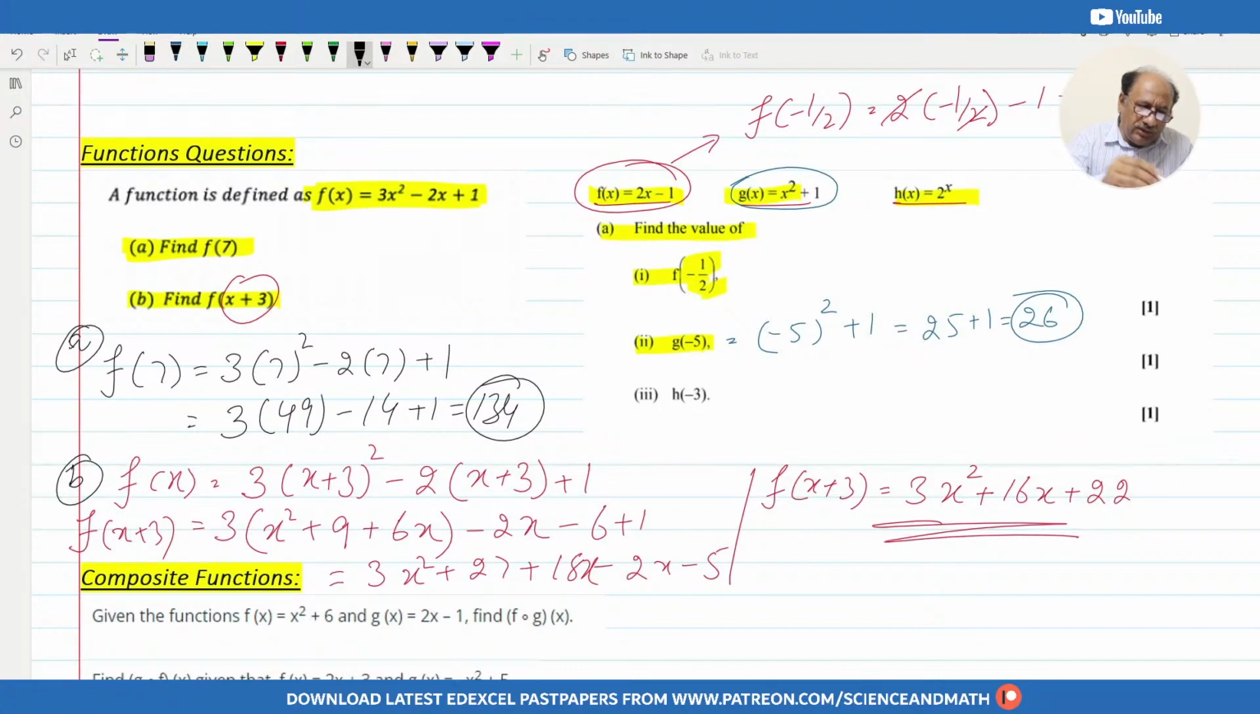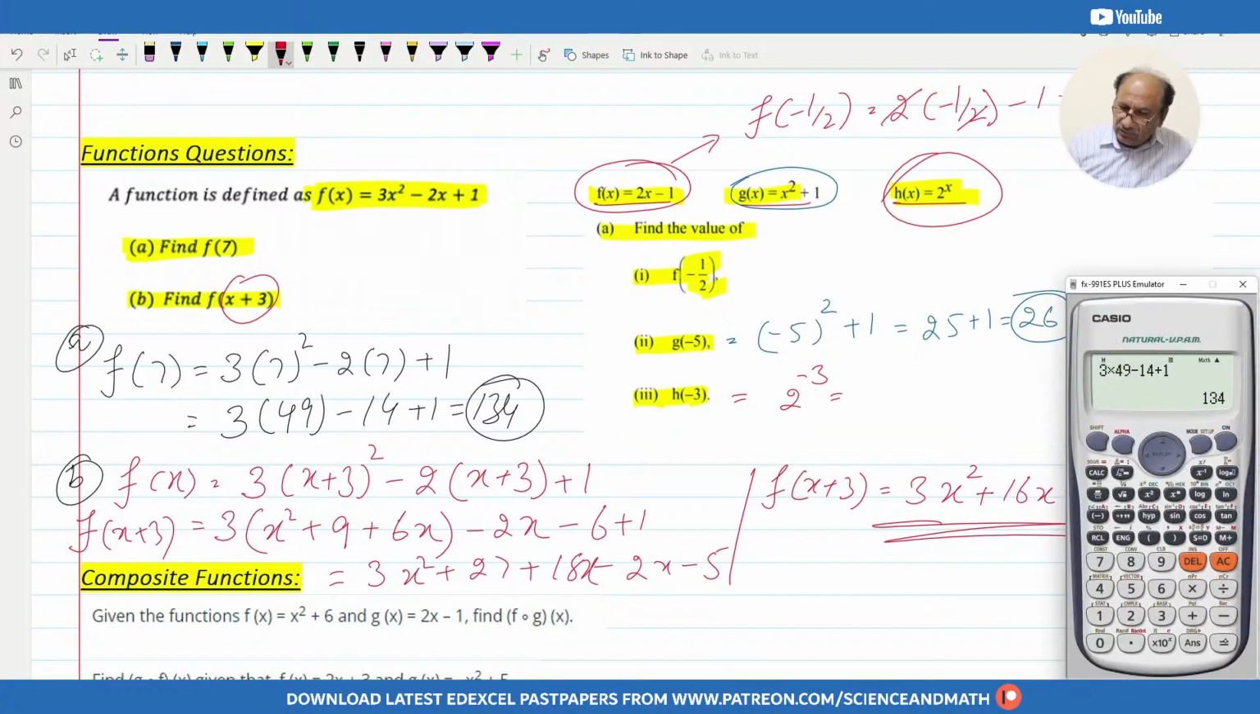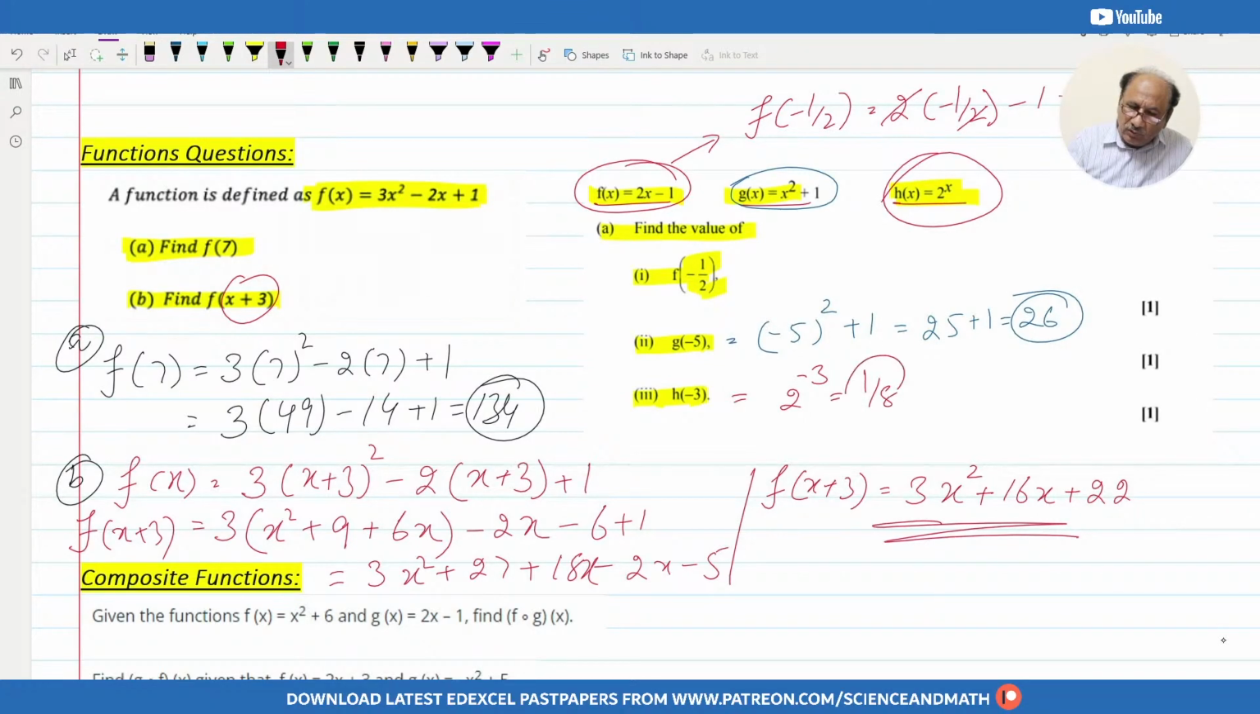Now h of minus 3 also we can calculate, and h of x is given. So in this one we will replace x with minus 3, and we can calculate 2 raised to the power minus 3, which will result in 1 over 8. So 1 over 8 will be the answer for this. These parts are 1 mark each, so hopefully you understood this. Now these are simpler questions.